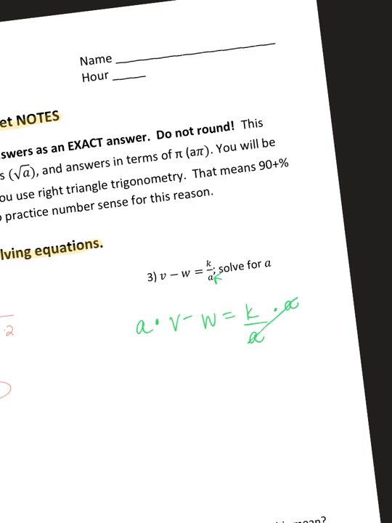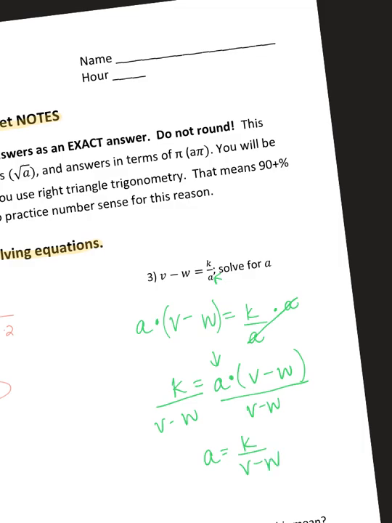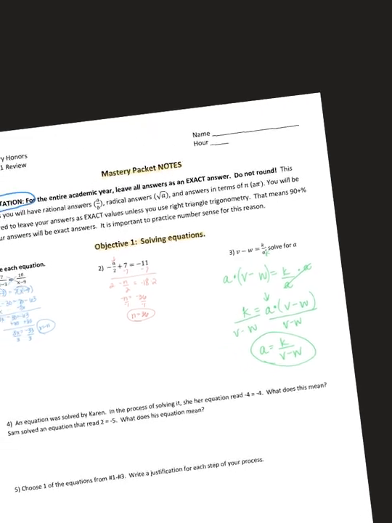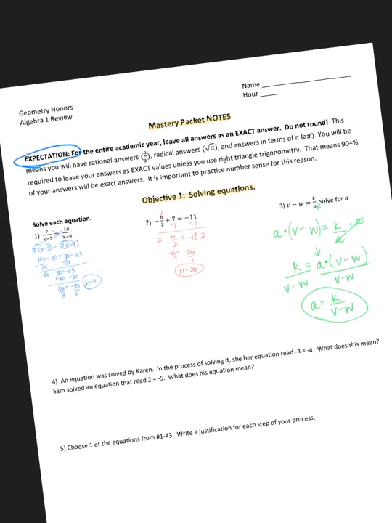And so those a's wipe out, we get k is equal to, and the safest way to do this is to keep this in parentheses, so it's a times (v minus w). Don't distribute that out, because if you're solving for a, now you have a times this, and we can just divide everything by (v minus w) to solve for a. So a is equal to k over (v minus w). Okay, so there are those 3 equations, solving each of those equations.